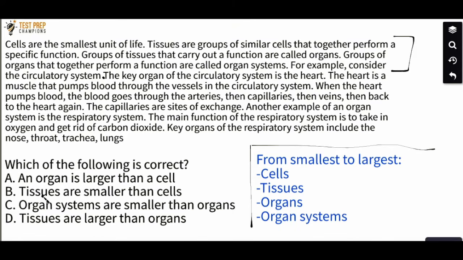But basically, if we go through these, D, tissues are larger than organs. Well, we can see from our list, once we've ordered things from smallest to largest, that organs are actually bigger than tissues, so D is out. C, organ systems are smaller than organs. Well, actually, organ systems appear further down on the list, so they are larger than organs. Tissues are smaller than cells. Well, that's also incorrect. So A is the right answer: an organ is larger than a cell. So A is correct here.